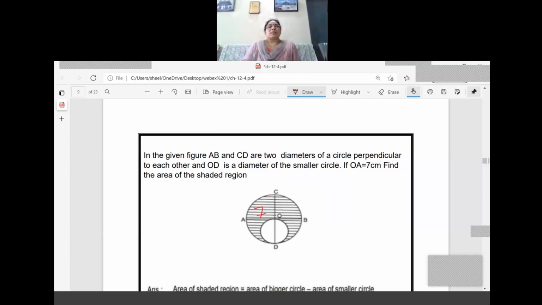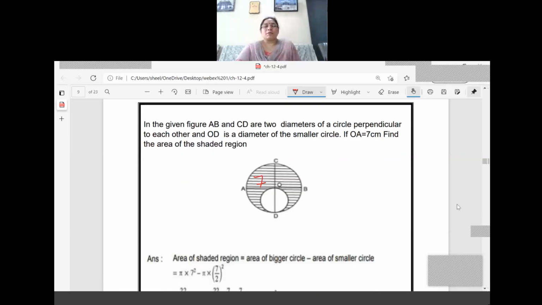Now, what is the question asked? The shaded region's area is asked. But shaded region area means only we are having the smaller part of the circle, the smaller circle is not shaded. Other than that, everything we have to calculate. So, how can we write? See the steps now, all of you. Area of the shaded region equal to area of the bigger circle minus area of the smaller circle.